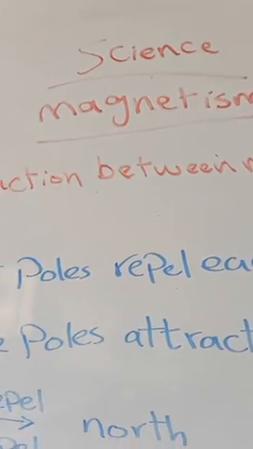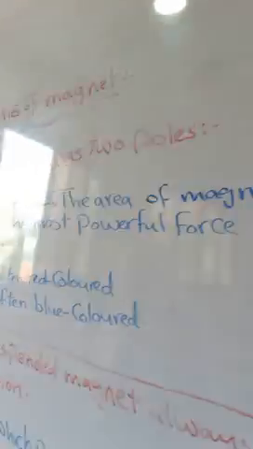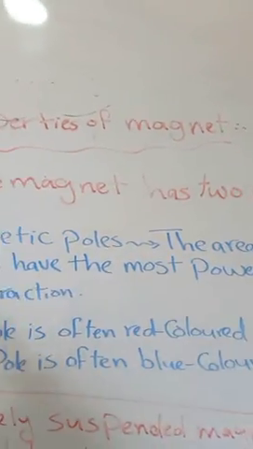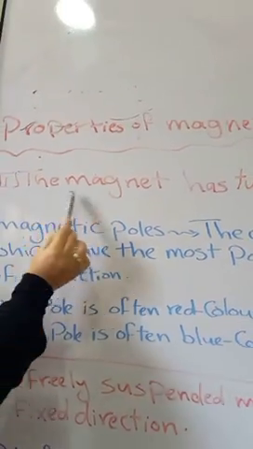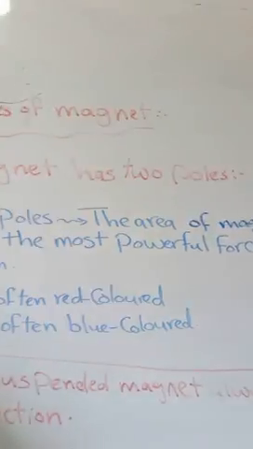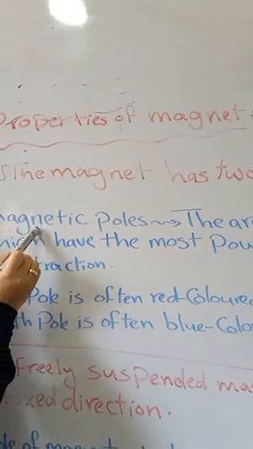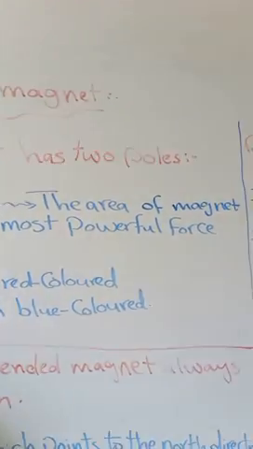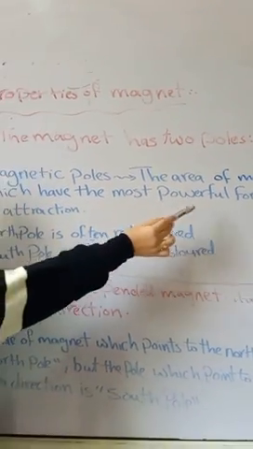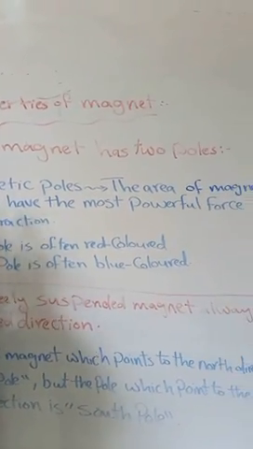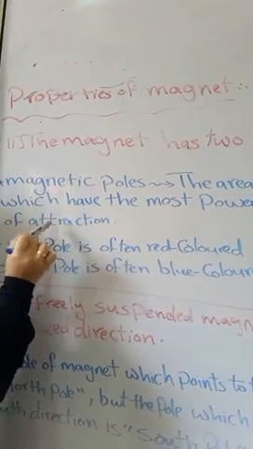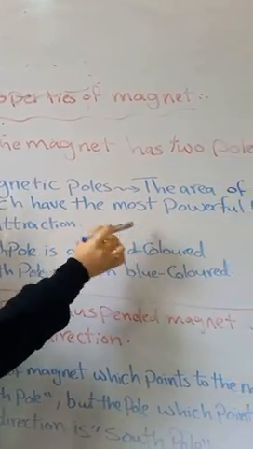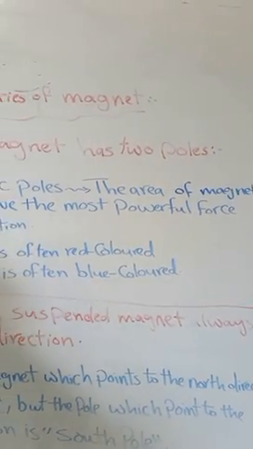Let's complete our lesson about magnetism with part 2, which is properties of magnets. The first property is that each magnet has two poles, and the poles of a magnet, or the magnetic poles, are defined as the area of the magnet which has the most powerful force of attraction. So the magnet can attract any magnetic material by the most powerful force in its magnetic pole.